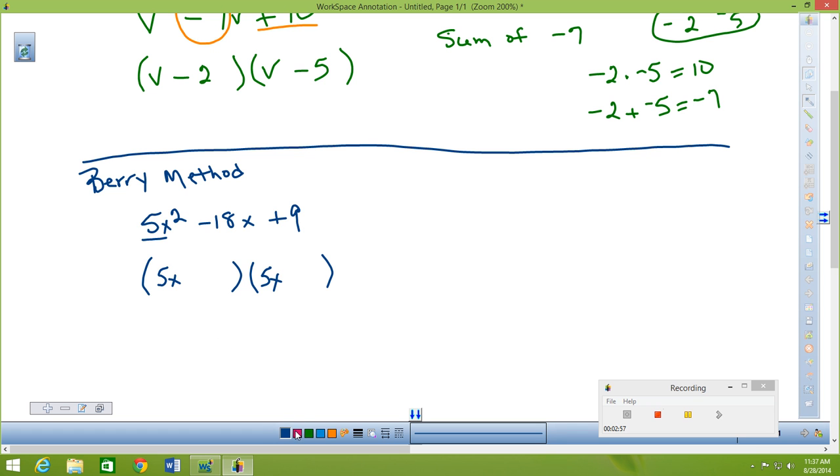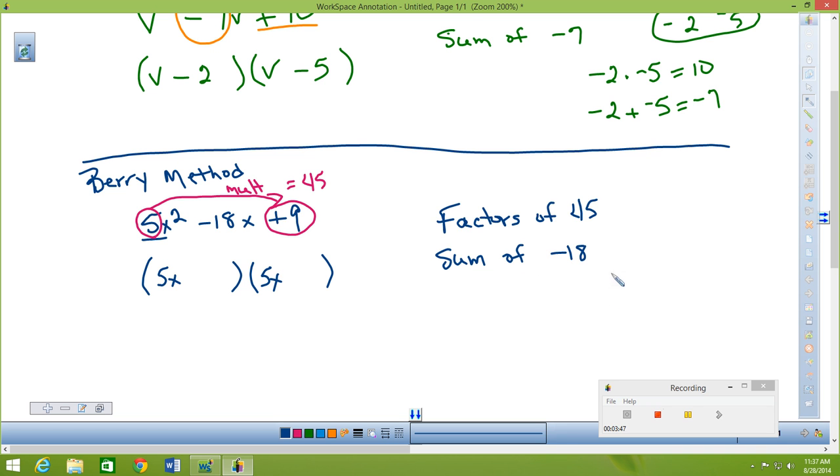So we're going to have to take care of that in a minute. The next thing that you do is you take this lead coefficient and multiply it by the constant at the end. So we're going to multiply 5 times +9. 5 times +9 is equal to 45. So we are going to look for factors of 45 that give me a sum of -18.